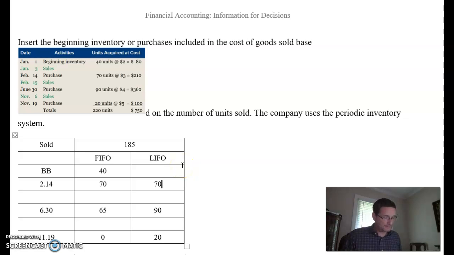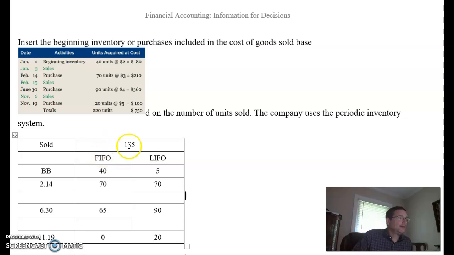I'm trying to slow down so y'all will make sure you pull out your calculators and figure along with me. Don't watch this like it's a TV show or a whodunit mystery. There's no surprises at the end. All right, so that puts us at 180. Then we would have 5 for LIFO here. 20 plus 90 is 110, plus 70 is 180, and then 5 more is 185.